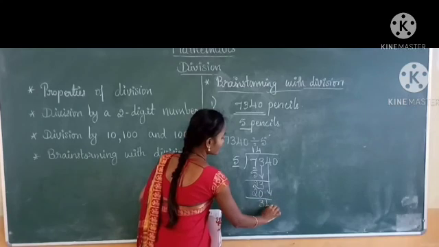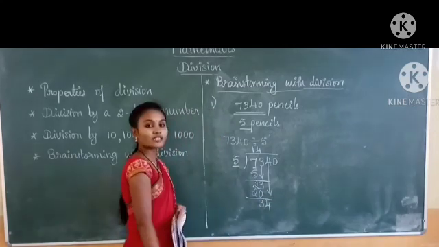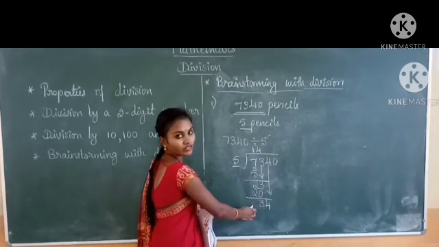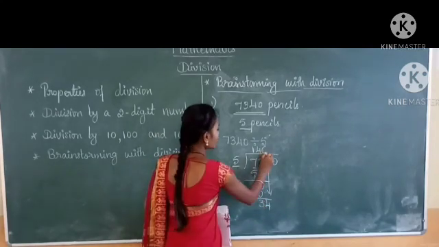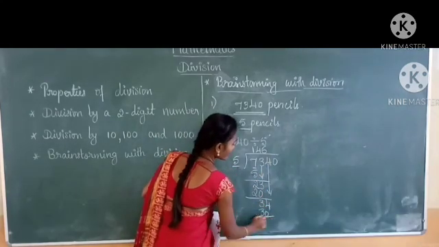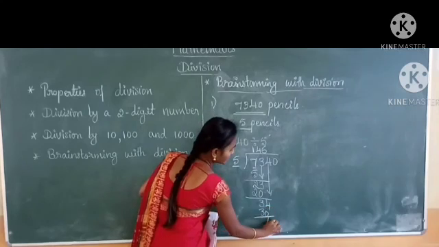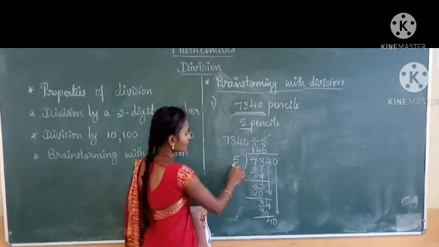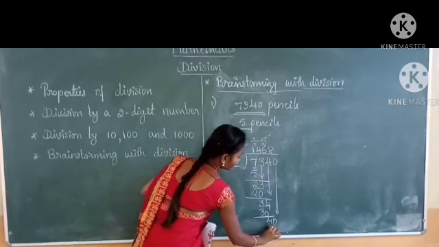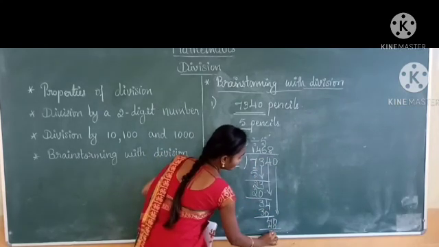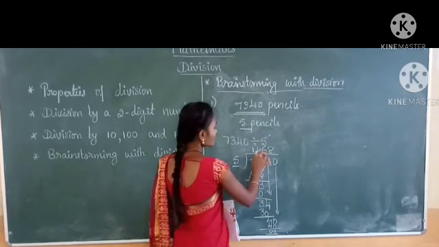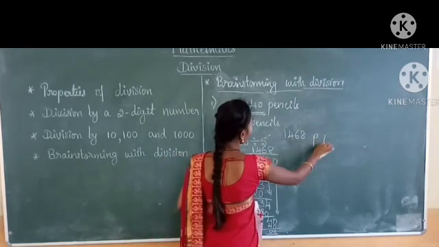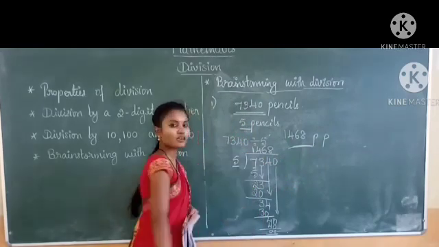Next number is 4, 34. 5 5s are 25, 5 6s are 30, 5 7s are 35. Therefore, we have to take 5 6s are 30. 4 minus 0, it is 4. Next number is 0. We know that 5 8s are 40. Therefore, 40 minus 40 is 0. Therefore, she should buy 1468 packets of pencils. This is the answer.